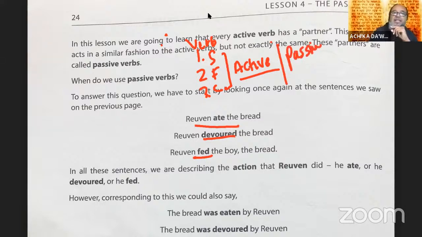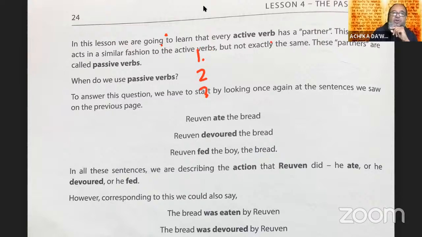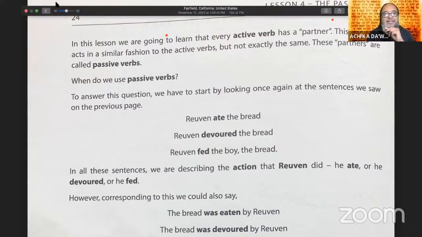So let me explain that, because you might ask yourself, why is it called passive? And how do we know what is passive and how do we use the passive verb? And we're always talking about past tense right now, because this can happen in the future tense as well. There's active and passive in the future tense. There's active and passive in the past tense, all right?